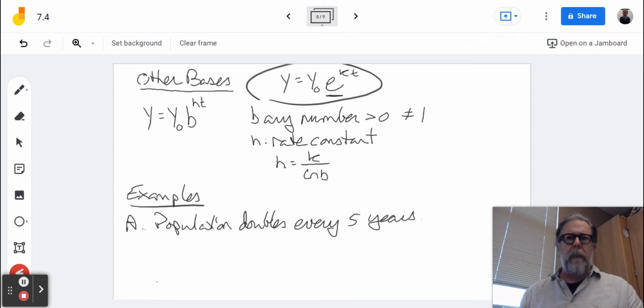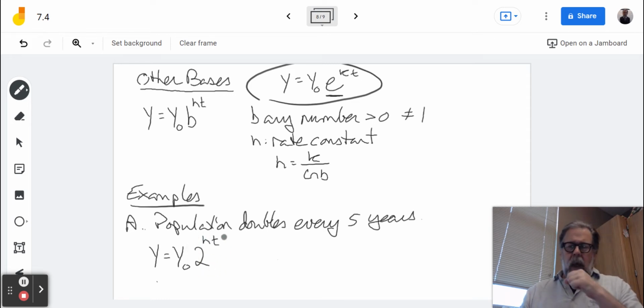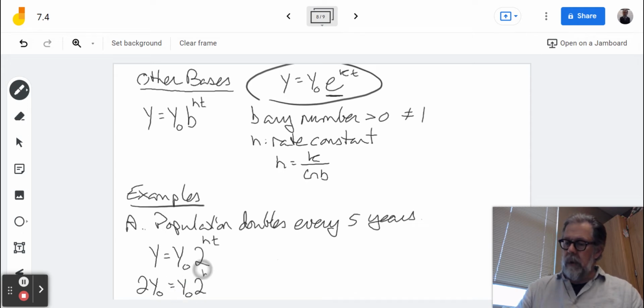So let's look at a population that doubles every 5 years. Well, if we are doubling every 5 years, it makes sense to me that our multiplier would be 2. Now, since it doubles every 5 years, we also know that the population will be twice the original when t is equal to 5. So let's do a little bit of simplification. We divide both sides by y sub naught. 2 is equal to 2 to the power of h times 5. Clearly, h times 5 must be 1, which means that h is equal to 1/5.